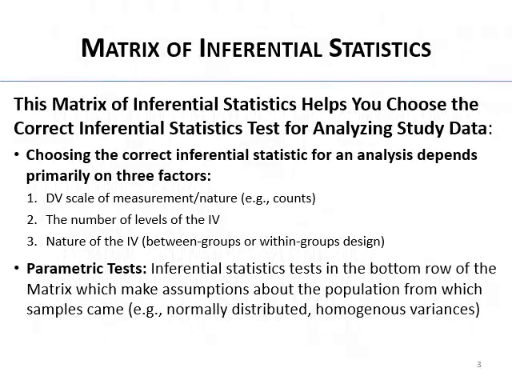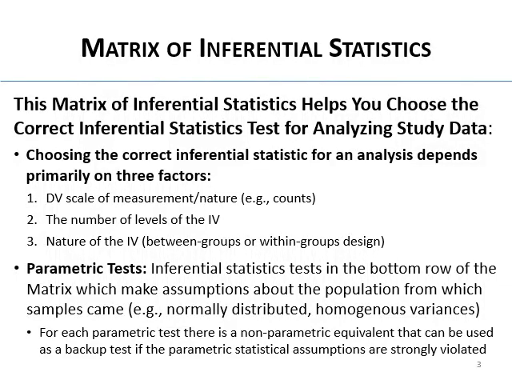So again, parametric tests are the inferential statistics tests that are in that bottom row of the matrix. And these tests are special because they make assumptions about the populations from which the samples are drawn. Usually things like they're normally distributed, or you've got variances that are homogeneous, similar across the groups, things like that. Those are parameters of the population from which they're drawn. That's why they're called parametric tests, in case anyone cares.